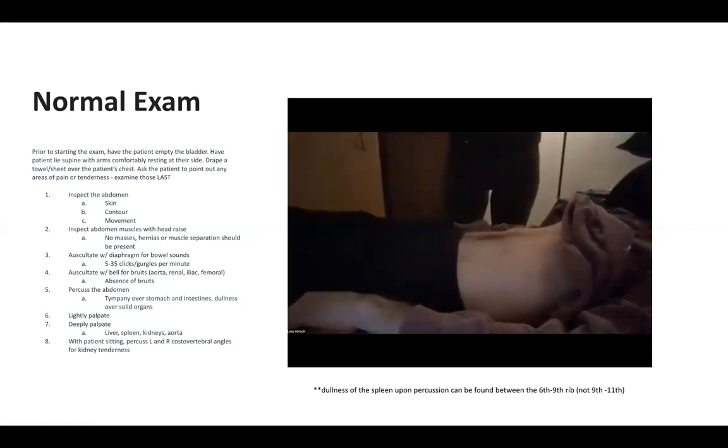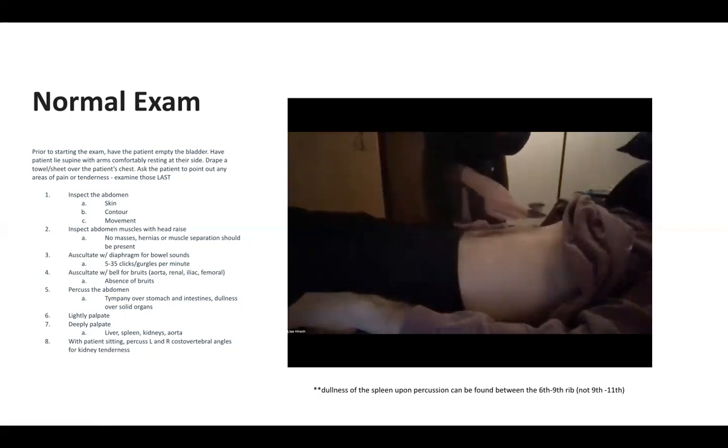The patient can relax. I'm going to move on to auscultation using the diaphragm of the stethoscope to auscultate all 4 quadrants, listening for 5 to 35 clicks or gurgles per minute. I'm also going to auscultate over the liver as well as the spleen for any friction rubs, which would be an abnormal finding. I'm going to use the bell of my stethoscope to auscultate the aorta, the renal arteries, the iliac arteries, and the femoral arteries for any bruits, which would indicate turbulent blood flow and be an abnormal finding.